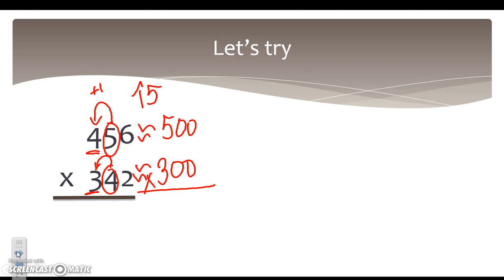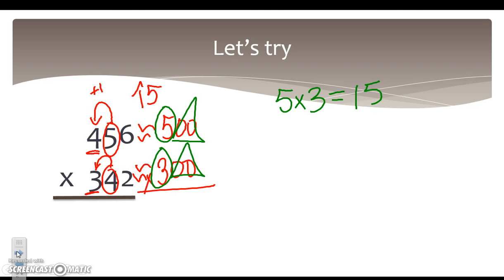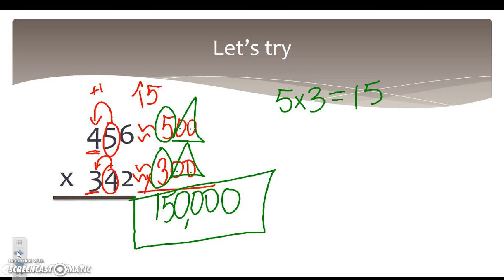Now we're multiplying here. So we're going to use our circle and triangle strategy. So we're going to circle the basic fact and triangle the zeros. Our basic fact is 5 times 3. We know that 5 times 3 is 15. We have 1, 2, 3, 4 zeros. So at the end of 15, we'll have 4 zeros. So we have, as our final answer for our estimating to multiply, 150,000.